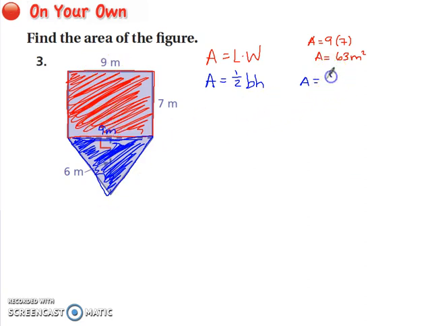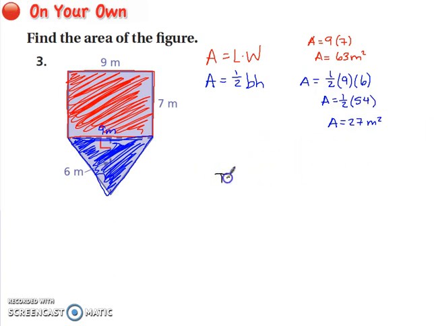So area of my triangle is 1/2 times 9 times 6. Area is equal to 1/2. If I multiply 9 and 6 first, I get 54. Half of 54 is 27 square meters. So I have the area of the rectangle being 63, the area of the triangle being 27.